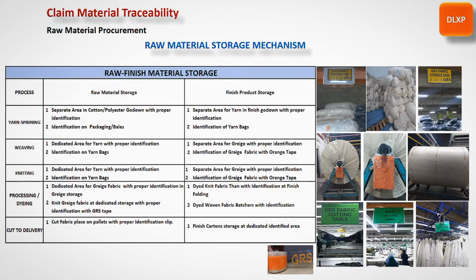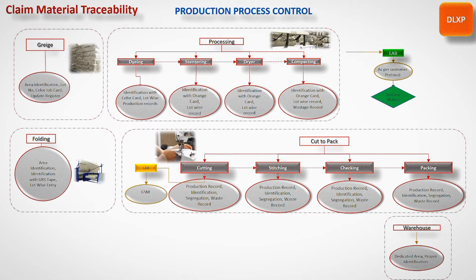Here is the production process control. In the previous slides we were talking about different area identification and process controls, and here we have some examples of it. The area identification, lot number, color, job card and update register in the grey section. In processing, we are selecting knit dyeing: in dyeing, identification with color cards and lot-wise production records; in centering, identification with orange card and lot-wise cards; in drying, identification with orange cards and lot-wise records; compacting, identification with orange cards, lot-wise records, waste records, and so on.